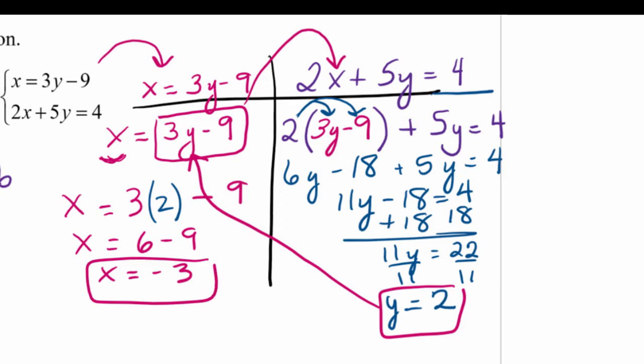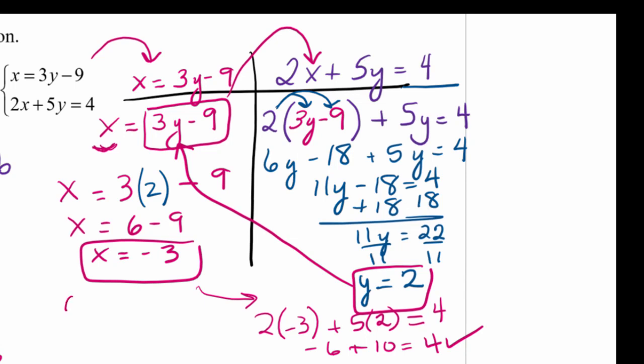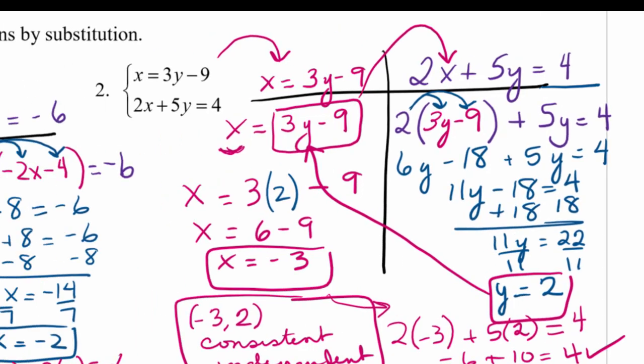Now we're going to check our answer. We're going to bring it back over to the right-hand side, and we are going to write 2 times x plus 5 times our y, and we're going to see if we get that 4. And so negative 6 plus 10, that does equal 4. So this checks. So our solution is an ordered pair again, negative 3, 2. That's our solution, and we once again have a consistent independent system, one point of intersection.